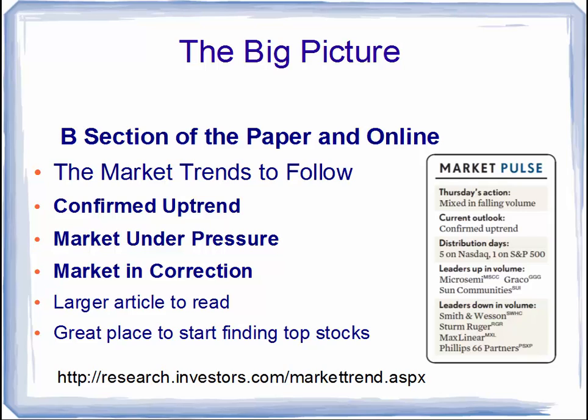So the big picture is found on the B section of the paper and online. So the market trends we want to follow, there's basically three. Confirmed uptrend, market under pressure, market correction. So when we're in a confirmed uptrend, which as you see in this little box over here, that's part of this section that's in the paper on B, you want to be in the market at that point. The market floats between these three and it can do it pretty rapidly in and out of them.